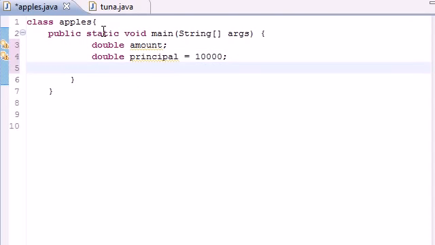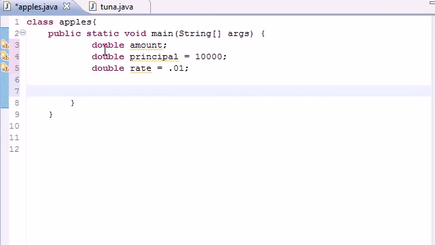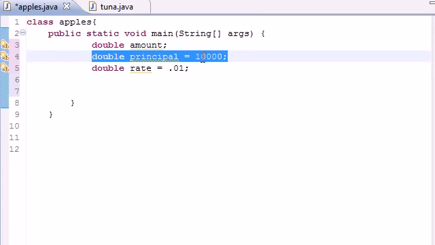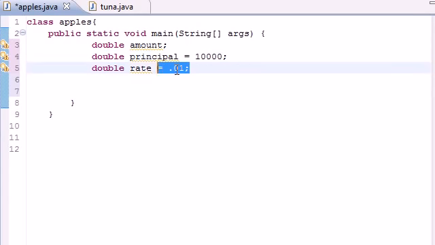10,000. So we have the amount and the principal, and the last thing we need is the rate. So double rate equals 0.01, since I'm gaining subscribers at 1% a day. Now that we have the amount, which we're solving for, the principal, the value that I'm starting with, and the rate, 1% a day, we can go ahead and make a for loop to build this program.